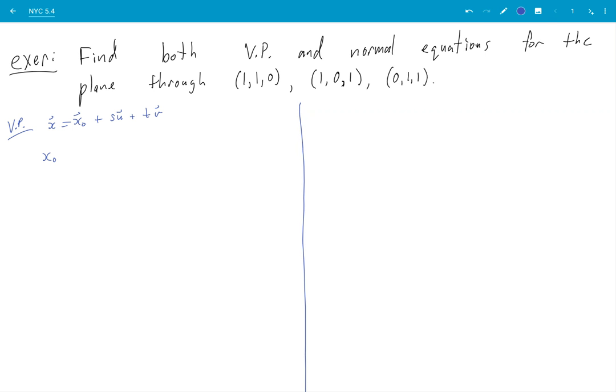x0 is any vector that is on the plane. So you can just use this point in its vector version. For U and V, I need two vectors that are parallel to the plane. So if I call this point A, this one B, this one C, I can say U is equal to the vector AB.